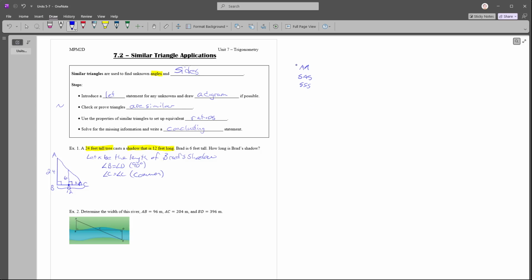Oh, look, we have two angles. So we know that the triangles are now similar. So we can say triangle ABC is similar to triangle... We didn't put a letter here, so let's put E right here at this vertex. So ABC is similar to EDC.